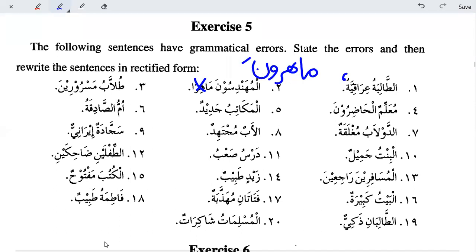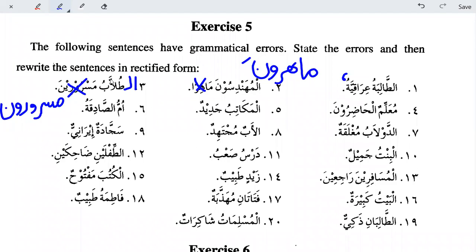At-tulab masrurun. The first, tulabun or at-tulab, has alif lam in the beginning, at-tulabu. The second thing, tulab, is marfu, so the khabar should also be marfu. What is the marfu of masrurina? Masruruna, okay? Masruruna is the marfu form. Next.